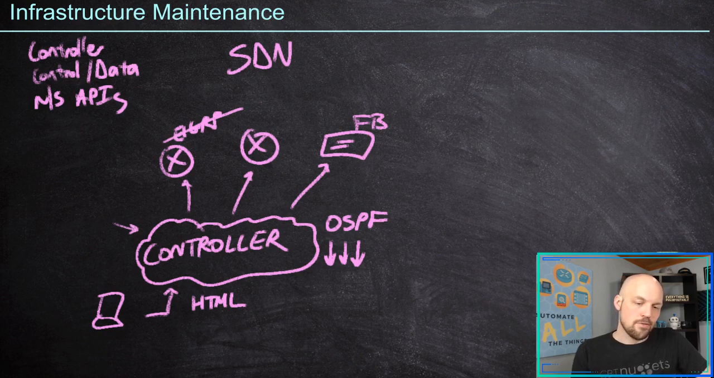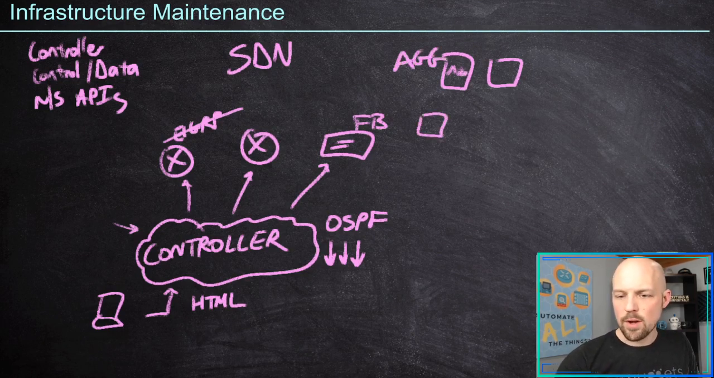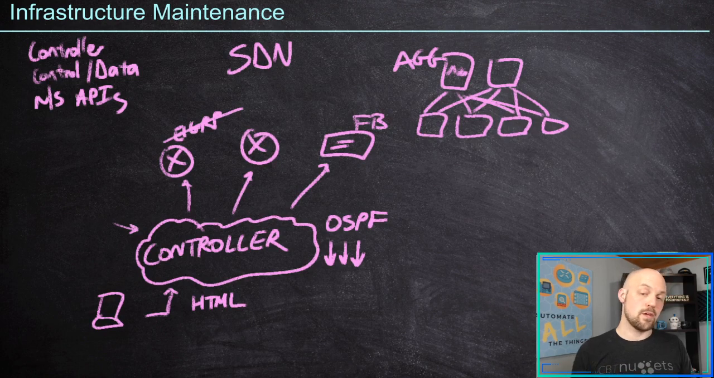The other concern that happened is that SDN started in the data center. I don't know how much experience you all have with data centers, but data center infrastructures are pretty cut and dry, pretty cookie cutter, call it. So in a data center, you either have a pair of aggregation switches going to some number of access switches like this. That's one option within the data center.